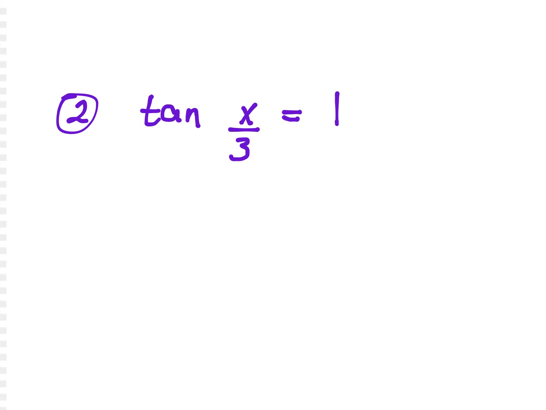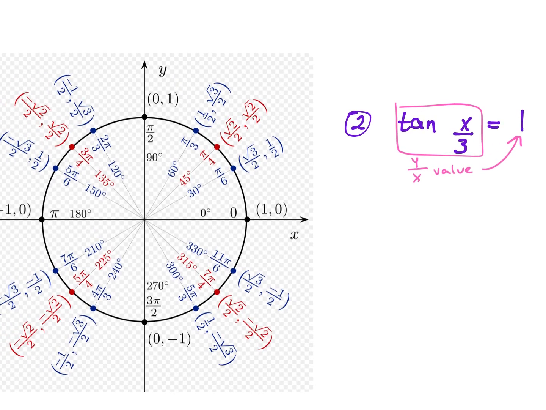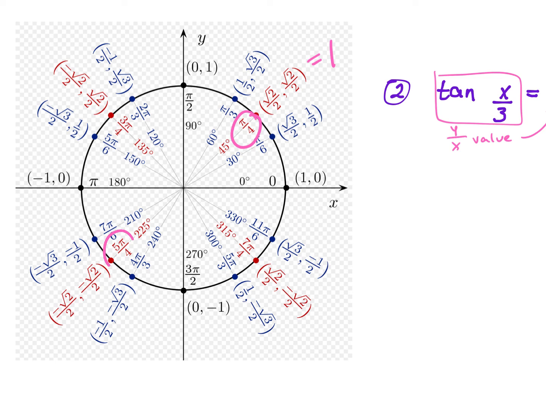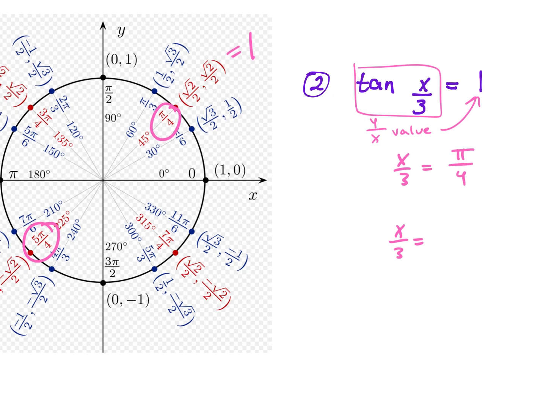Basically, step 1 is isolate our trig function here. It's already isolated. So tangent is what over what? Y over x. So I'm looking at y over x values where they are 1. So on my unit circle, if I put y over x, this would be 1 at pi over 4. 3 pi over 4 would be -1, so that doesn't work. But then 5 pi over 4 works. So here I get x over 3 is equal to pi over 4. And x over 3 is equal to 5 pi over 4.